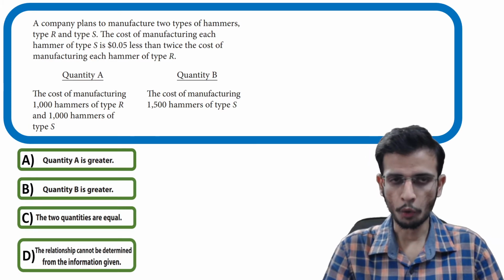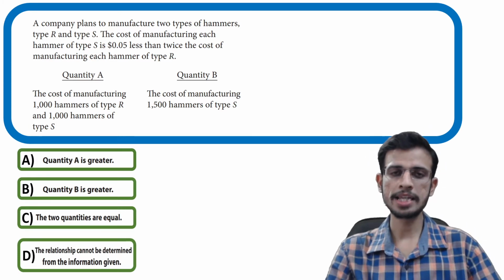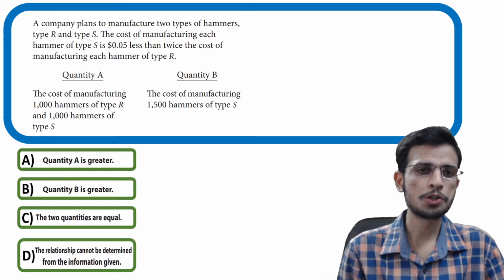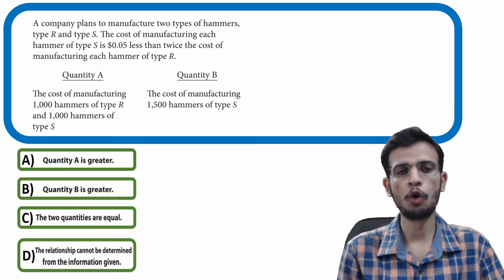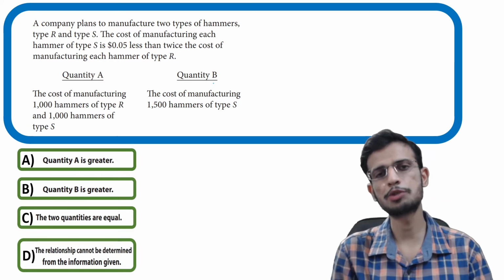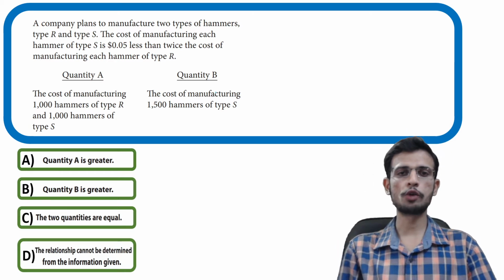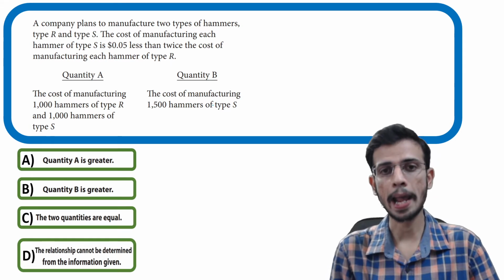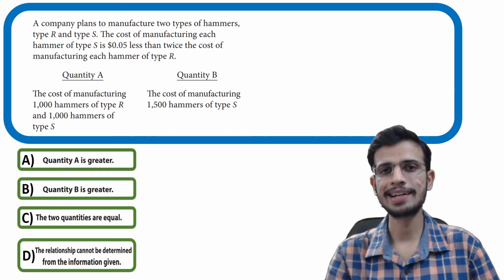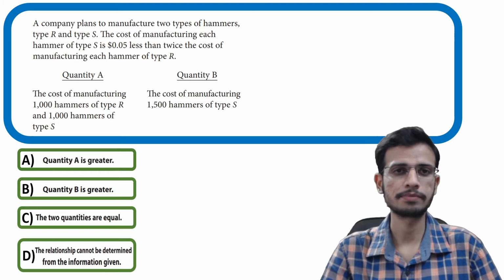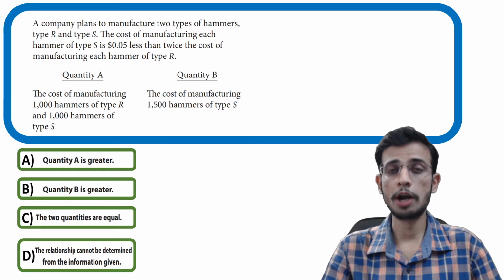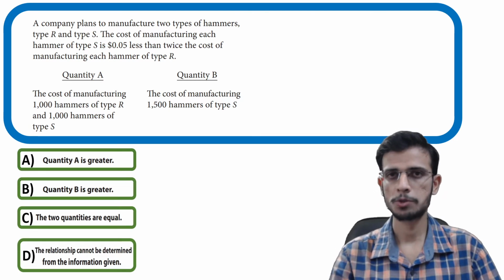And quantity A and quantity B are given to us. What is quantity A? The cost of manufacturing 1000 hammers of type R plus 1000 hammers of type S. What is quantity B? The cost of manufacturing 1500 hammers of type S. Right? These both are quantity A and quantity B. Okay. But we have to develop a concept so that we can compare.